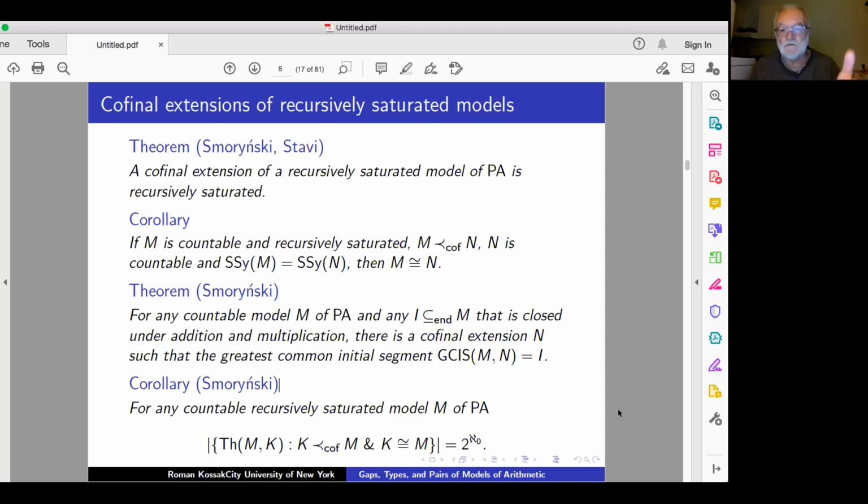Already you have this enormous diversity, because by Smoryński's theorem, you can take any cut I that's closed under addition and multiplication. And we know from other results that you can embed continuum many models of PA with continuum many different first order complete theories into any countable model of PA. So there are continuum many cuts I like that, and they differ by their first order theories, and the cut is definable in the pair. So for different greatest common initial segments, you will get different theories of pairs. You get this diversity of first order theories, and it's already a lot.